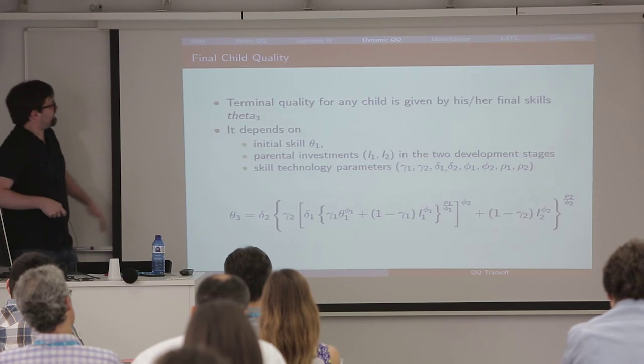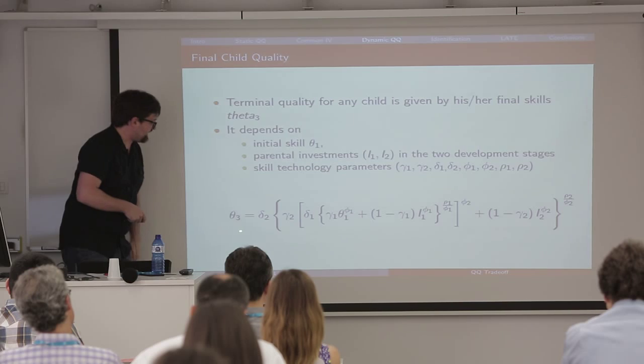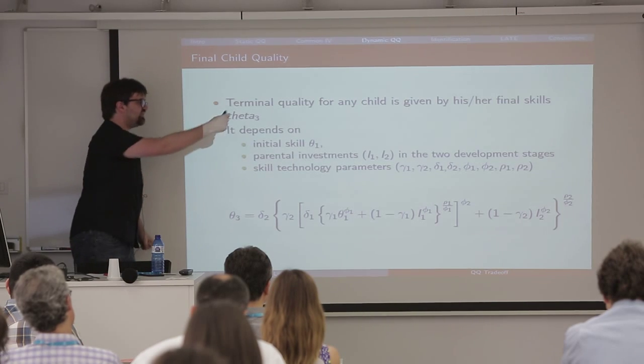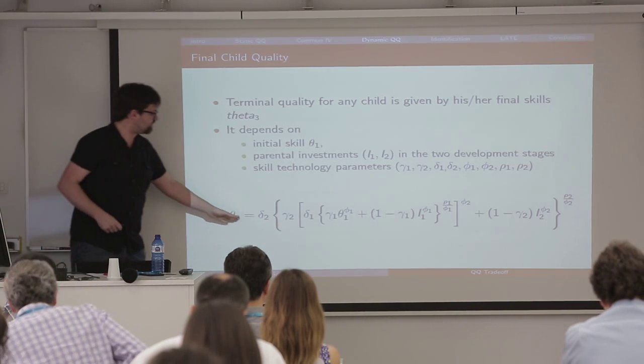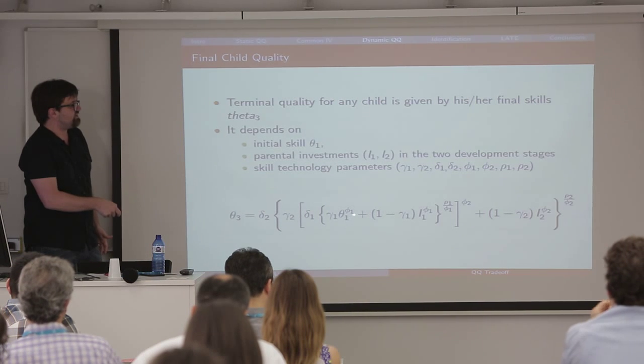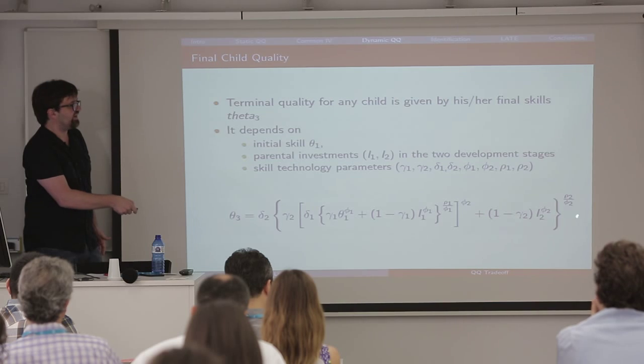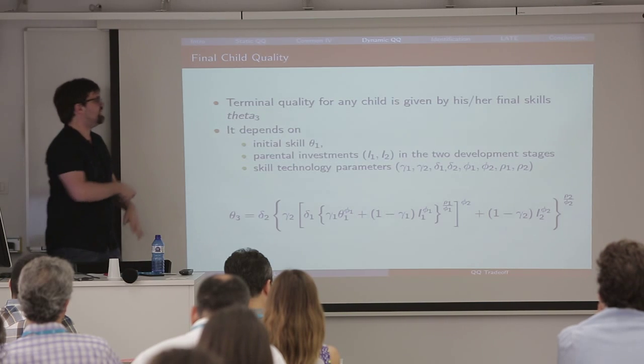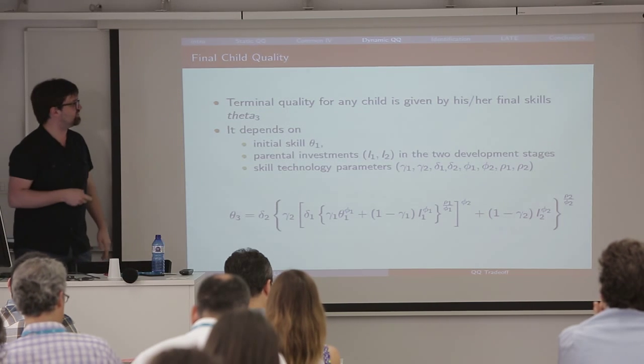So the terminal quality essentially is theta 3. It's the skill level 3 stages into the future. And it obviously depends on what? On the initial skill level theta 1 and on the 2 investments I1 and I2 that the parent made on that kid. And it's a function of all the other parameters of this technology.